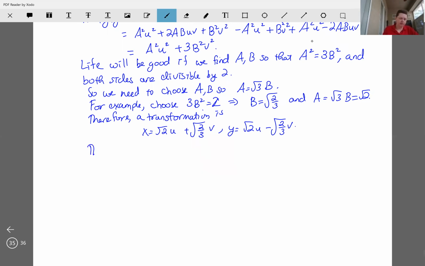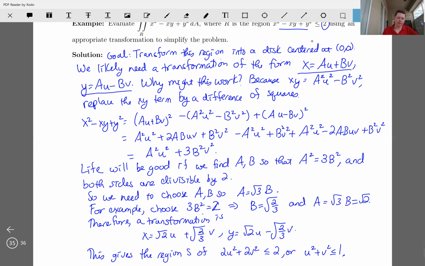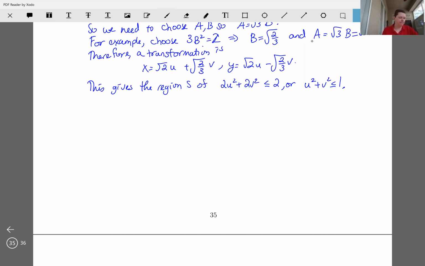And this gives the region S of, well, 2u squared plus 2v squared is less than or equal to 2, or u squared plus v squared is less than or equal to 1. Yay, the unit disk. Okay, well, we already computed the integrand, right? Because the integrand was x squared minus xy plus y squared. Now we just need the Jacobian.